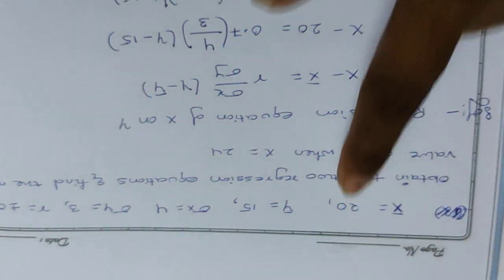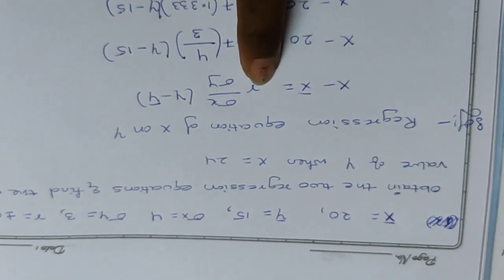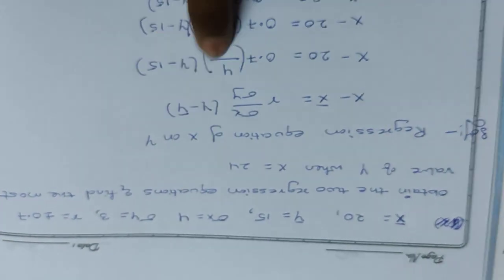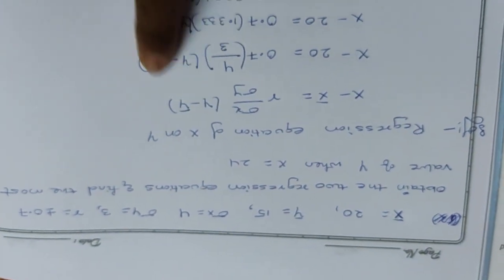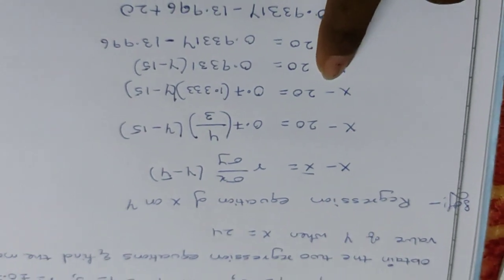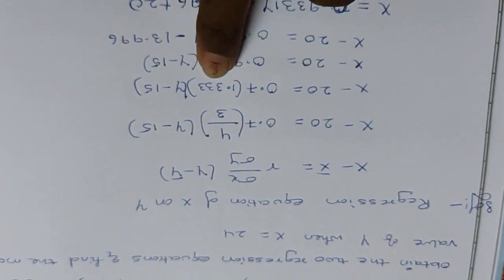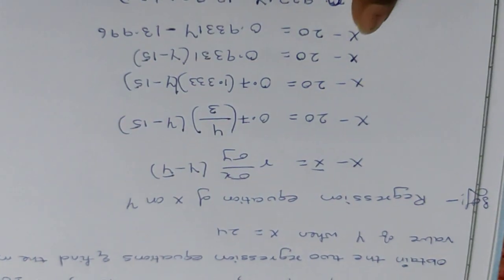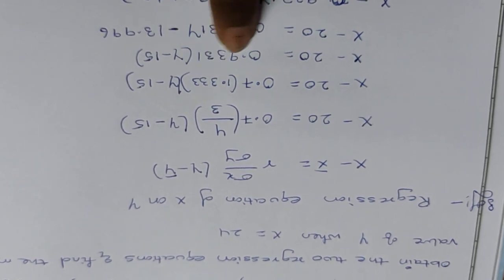So x bar is how much? 20. We are just substituting the values in this equation. Next, r is 0.7, sigma x, the standard deviation of x, is 4, and standard deviation of y is 3, into y minus y bar, which is 15. Listen carefully. Next, x minus 20 is equal to 0.7 into 4 by 3, which is 1.33, and y minus 15. As it is, I have divided here 4 by 3.